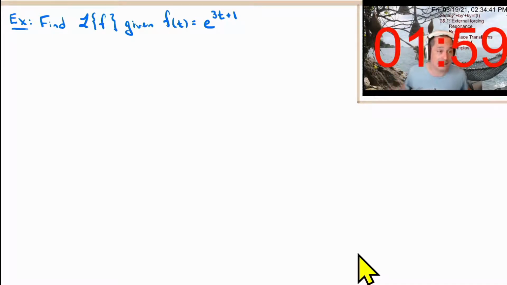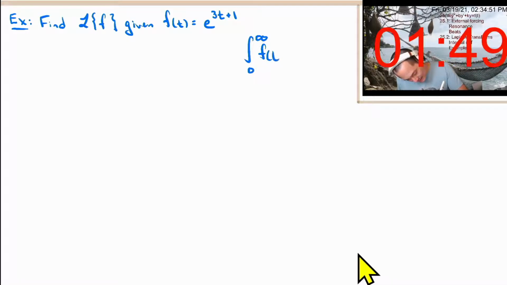We have time. And so why doesn't everybody try to do this through the integral? And I'll write the integral down here. It's an integral from 0 to infinity of f of t e to the minus st dt. So everyone should give that a twirl in the 2 minutes, and I'm checking in on chat.